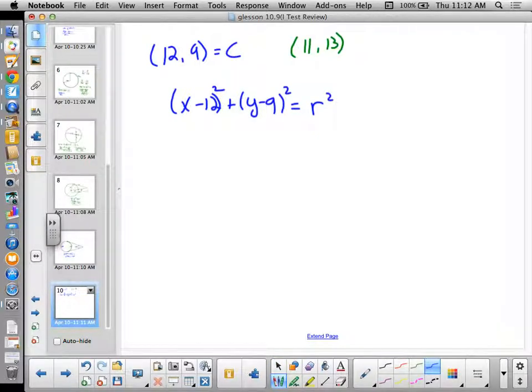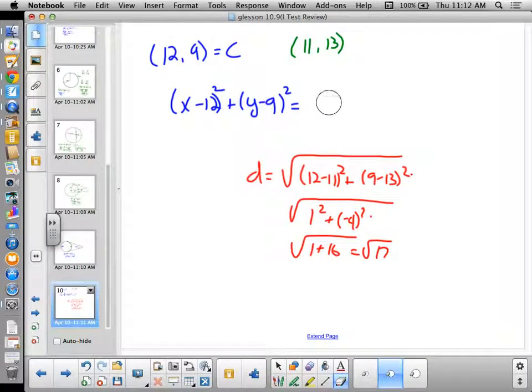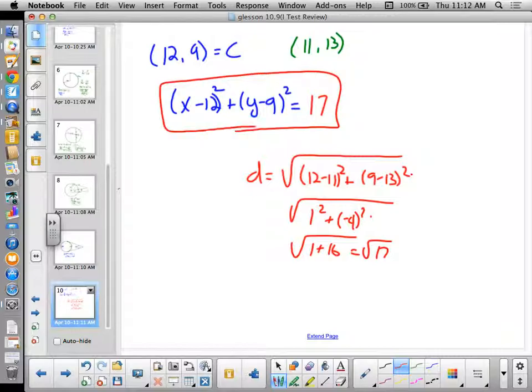So distance formula. x minus x, 12 minus 11 squared, 9 minus 13 squared. That's 1 squared plus negative 4 squared. 1 plus 16 is the square root of 17. That's my radius. So my radius squared would be 17. And there's the equation of that circle.